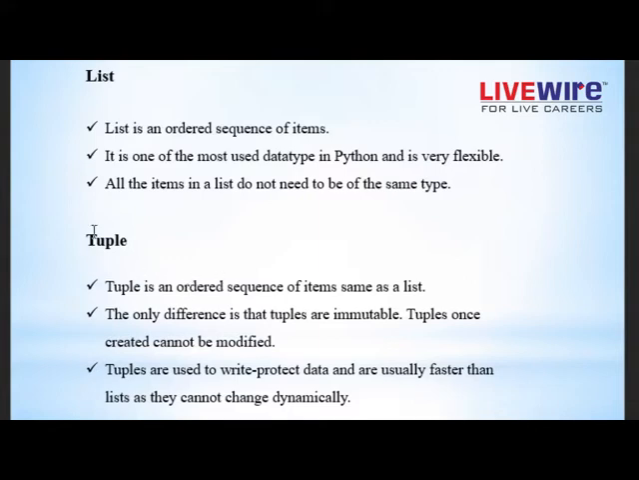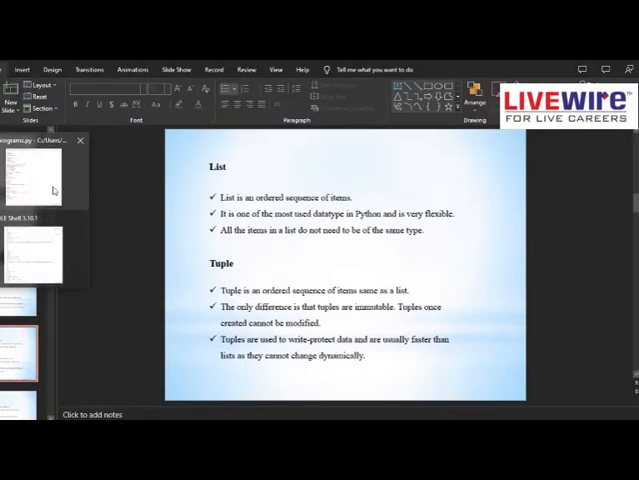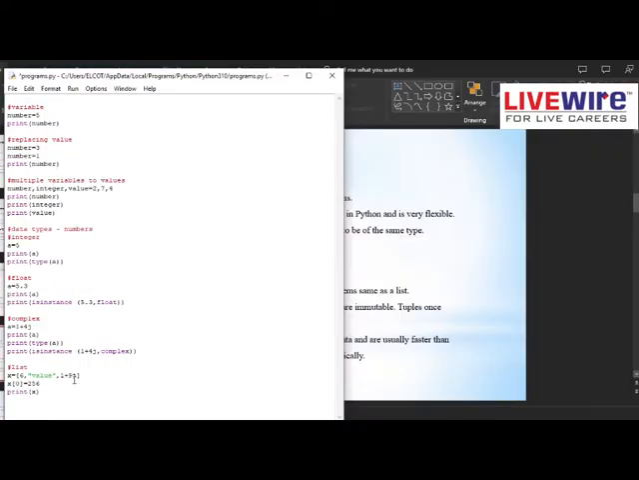Now we will move on to the next topic, tuples. A tuple is an ordered sequence and is also the same as a list. The difference between a tuple and a list is that a tuple is immutable and the values cannot be modified. Now we'll work with tuples.